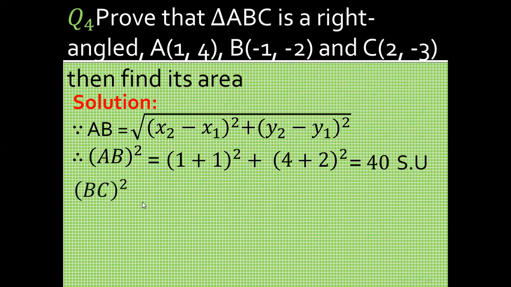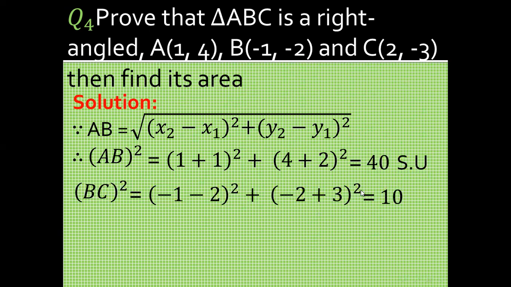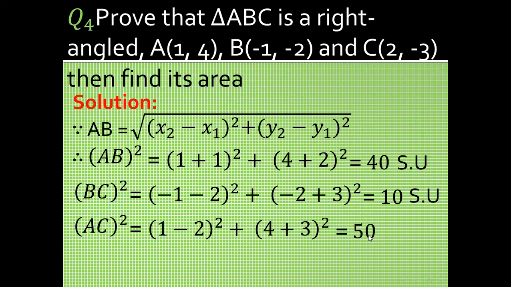Find BC. Then BC all power 2, or we can write BC equals root. Without root, BC all power 2 equals bracket power 2 plus bracket power 2, difference between x power 2, difference between y all power 2. By using your calculator, it will be 10. By the same way, find AC. AC all power 2 equals bracket power 2, difference between x, plus bracket power 2, difference between y. A and C, 1 minus 2, 4 minus negative 3, 4 plus 3, all power 2 equals 50.